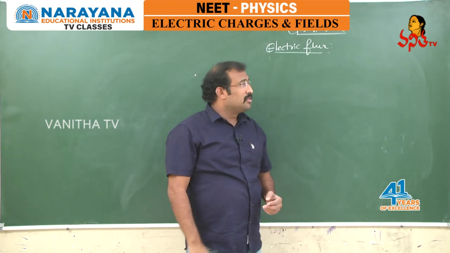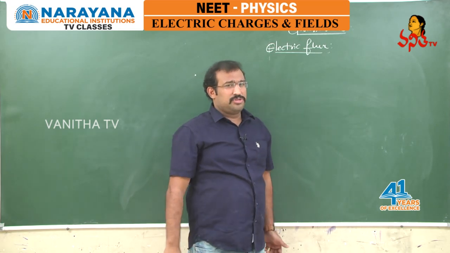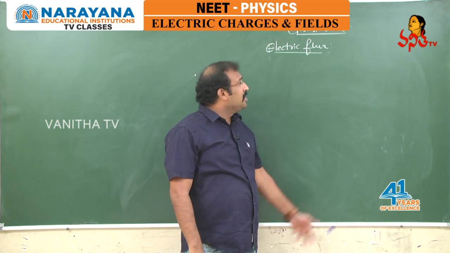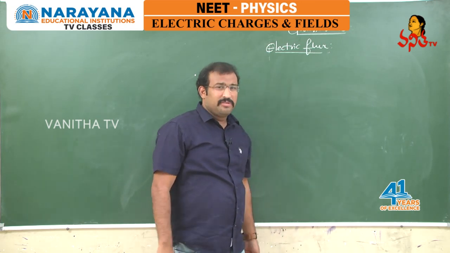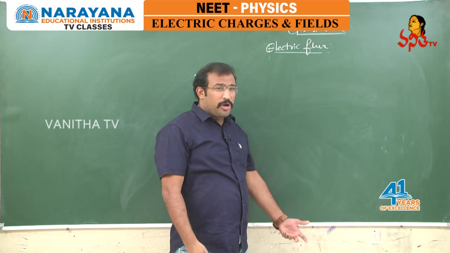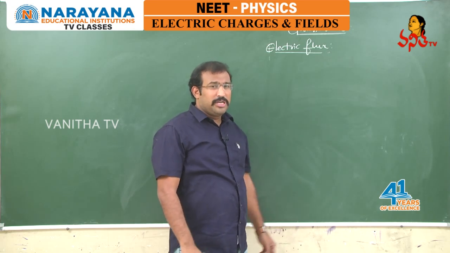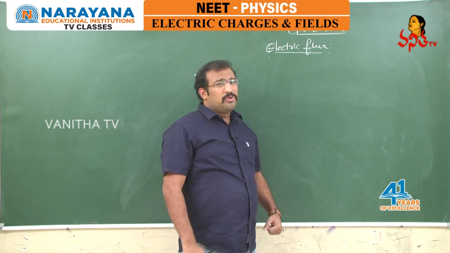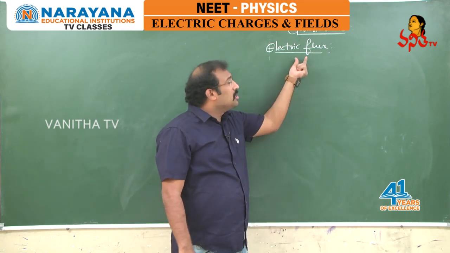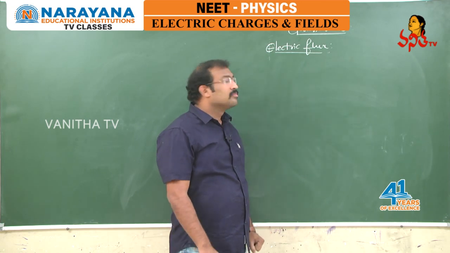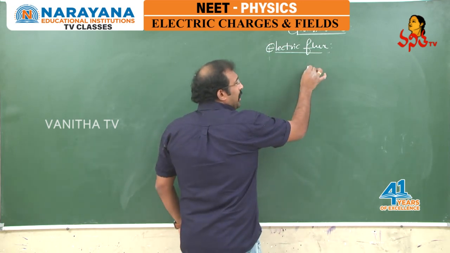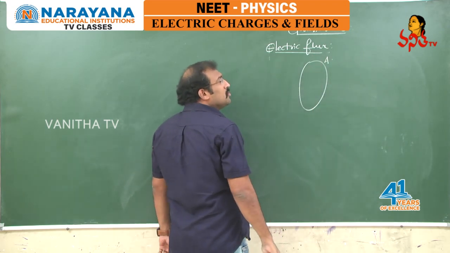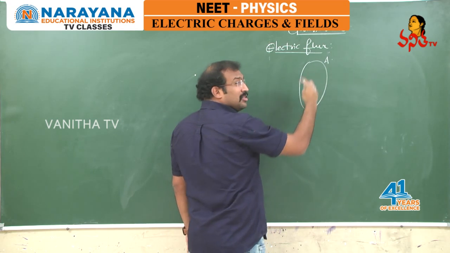We already discussed electric lines of force. Electric lines of force are those imaginary lines which give the direction of the field at a point by the tangent drawn upon it at that point. Using these lines of force, we define the concept of electric flux. Let us consider area A. Basically in physics, area is an areal vector.